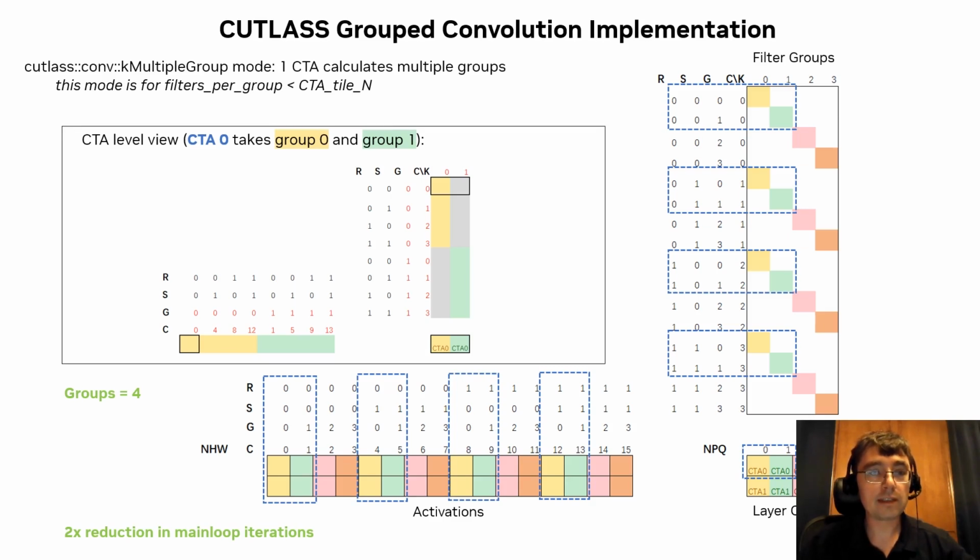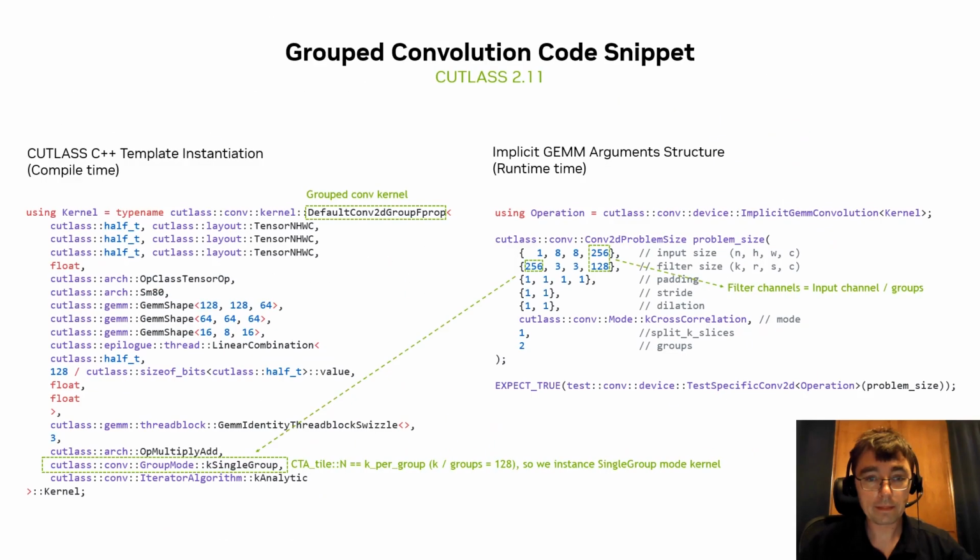In this example, CTA0 is mapped to filter groups 0 and 1. The resulting computation is illustrated and shows a 2x reduction in the main loop iteration count. This is certainly a worthwhile speedup. It also hints at the possibility of further optimizations to leverage block sparsity within each main loop iteration. CUTLASS does not take advantage of that at this time.